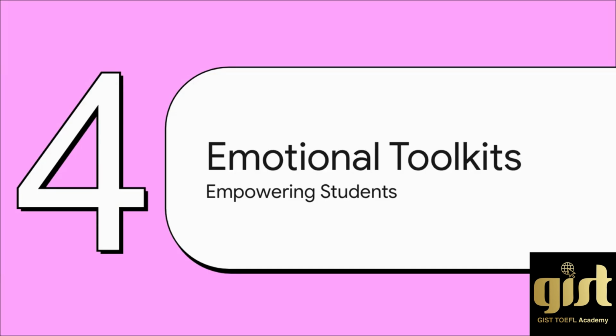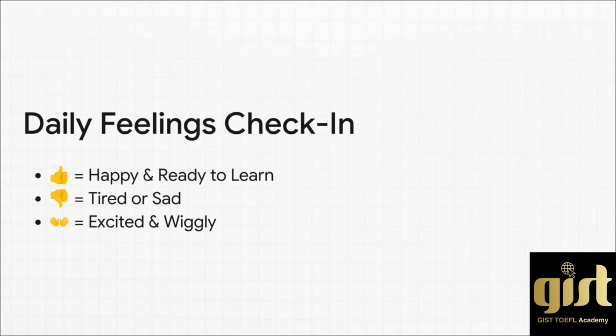All right, so now we can shift from managing the classroom to actually empowering the students themselves. The goal here is to give them their own emotional toolkits so they can start to learn how to manage their own feelings. A great place to start is just a daily feelings check-in. Using simple nonverbal cues like these gives every single child a really low-pressure way to share how they're doing when they arrive. And in just a few seconds, a quick scan of thumbs up, thumbs down, or wiggly hands gives you this incredibly powerful snapshot of your room's emotional temperature for the day.